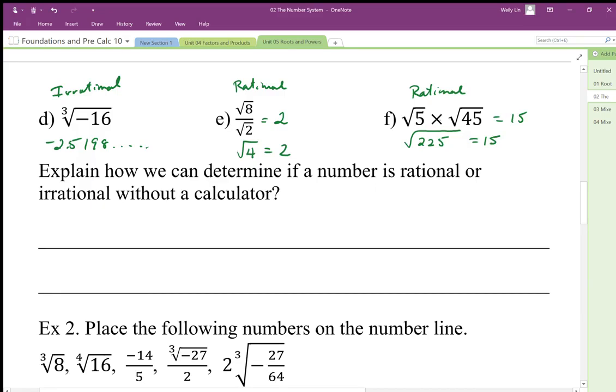So this is a property of radicals in irrational numbers. Although radicals are not times or divide, they are compatible with times and divide in that we can divide within the square root and we can multiply within the square root. So how can we determine if the number is irrational or rational without a calculator? Well, for square roots, we look for perfect square factors.